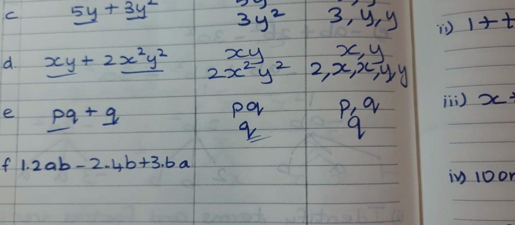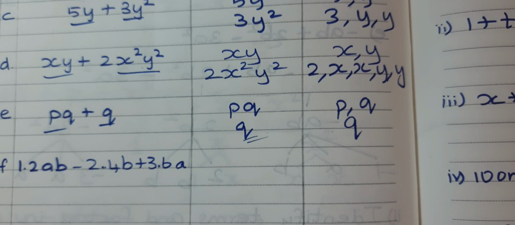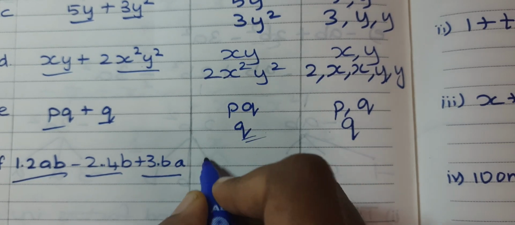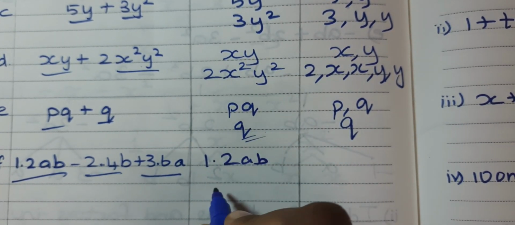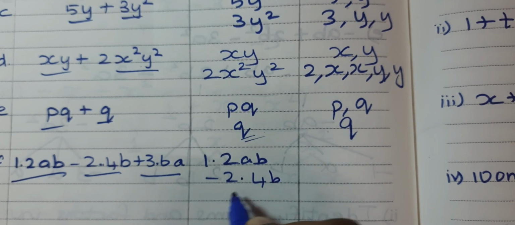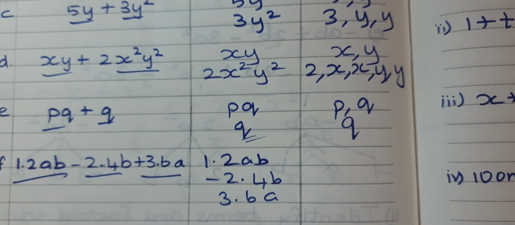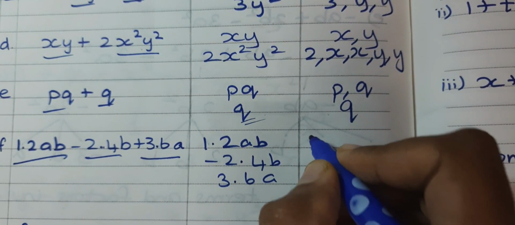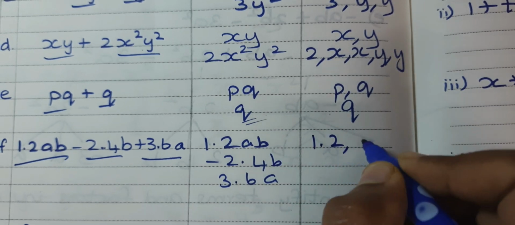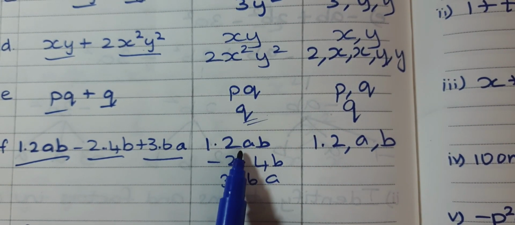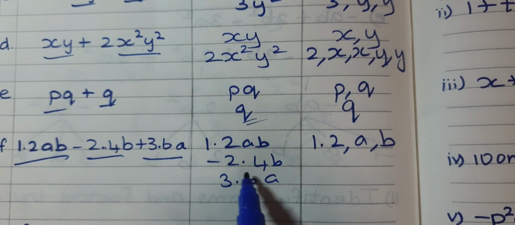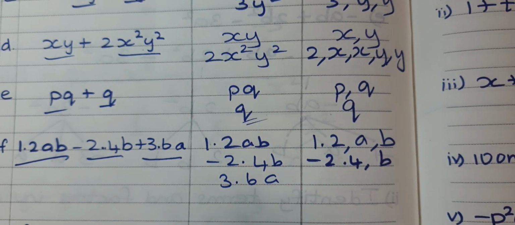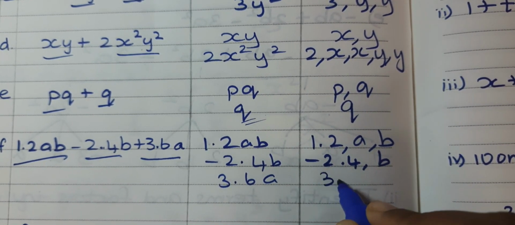Next, 1.2ab minus 2.4b plus 3.6a. I am having three terms here: 1.2ab, minus 2.4b, and 3.6a. From this I want to write the factors. So 1.2ab can be written as 1.2, a, b. Minus 2.4b can be written as minus 2.4, b. 3.6a can be written as 3.6, a.